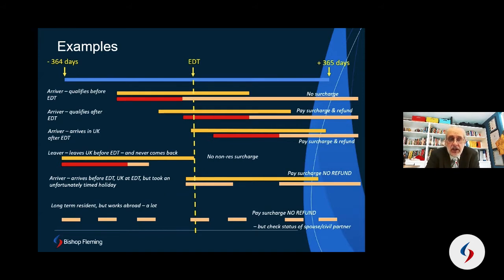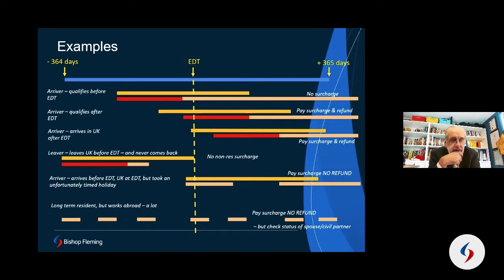The next one down is someone who's got his dates wrong. He's coming into the UK, he arrives here, he buys a house, he lives here, but he keeps nipping abroad. He's gone back to his place abroad for too long. And while he may be intending to come back and stay, if he doesn't count his days properly, and doesn't get at least 6 months of residence in that period after purchase, then he could find himself arriving with the intention of being UK resident, paying the surcharge, but not getting a refund.